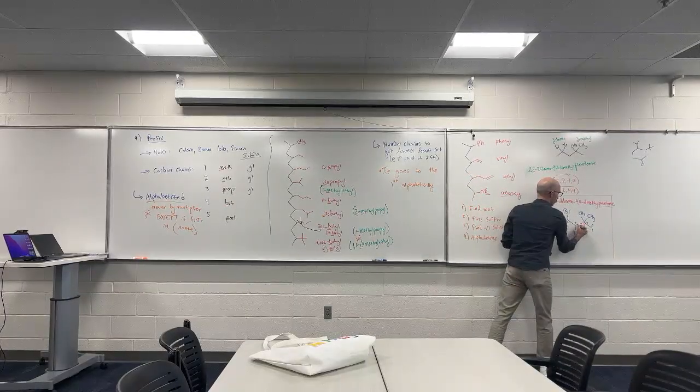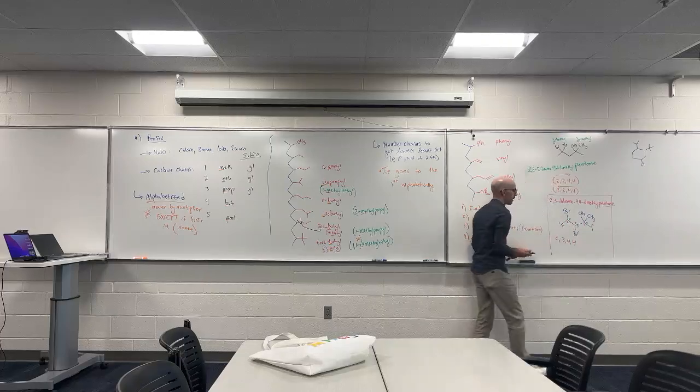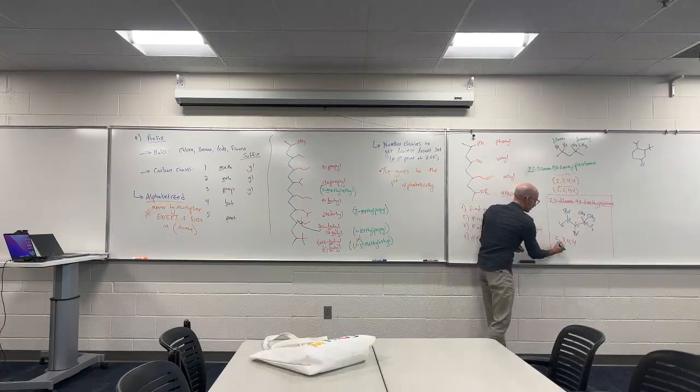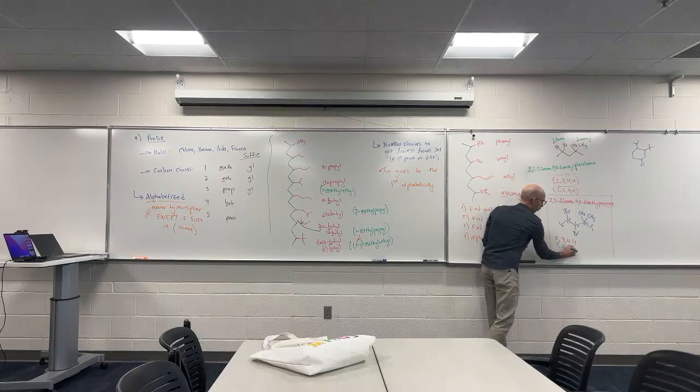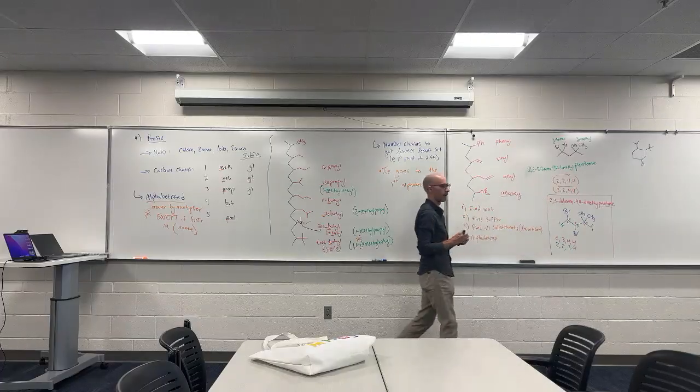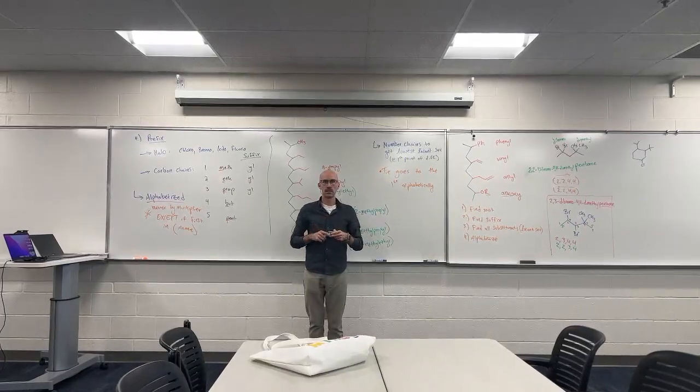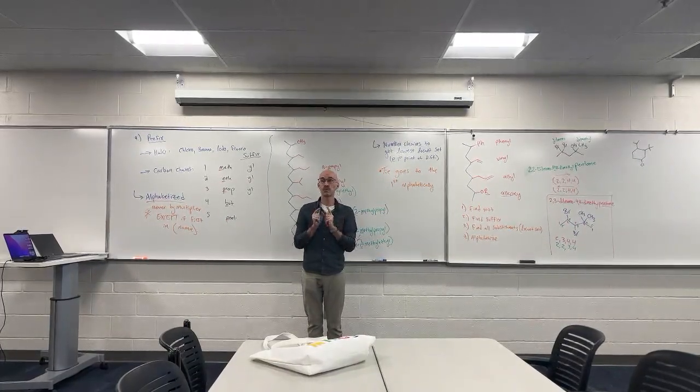1, 2, 3, 4, 5. Now I get a methyl at 2, a methyl at 2, a bromine at 3, and a bromine at 4. Where is the first point of difference?